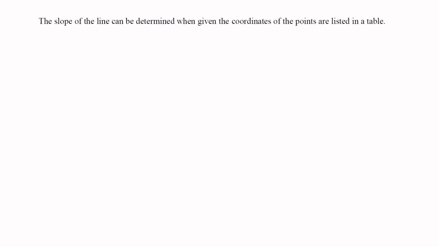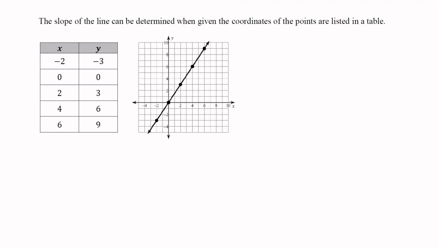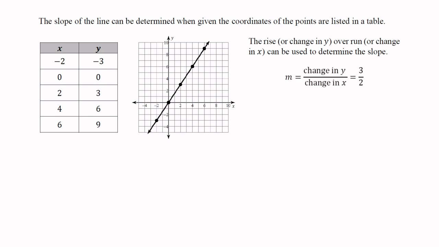The slope of the line can be determined when the coordinates of the points are listed in a table. So here are some points listed in a table. We plot those points, we draw our line through them, and then we can use rise over run to determine the slope. Our change in y is 3 because we go up 3, and our change in x is 2 because we go right 2. Any 2 points on the line can be used to determine the slope.